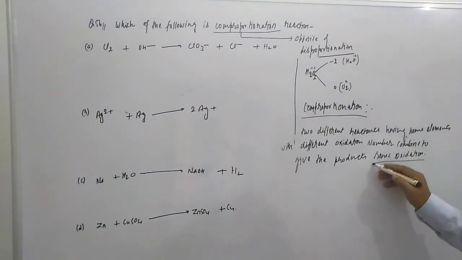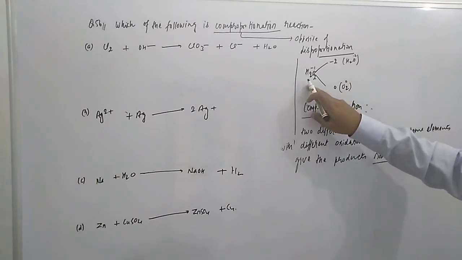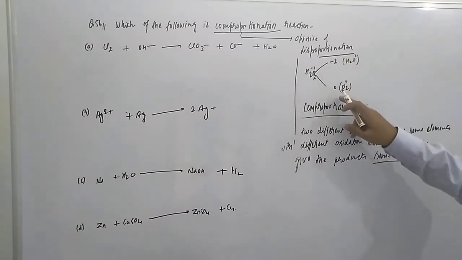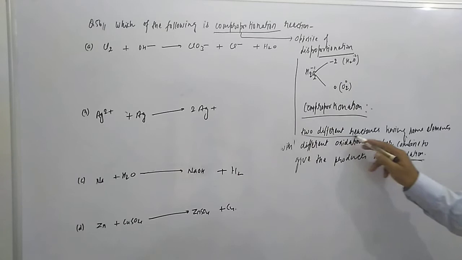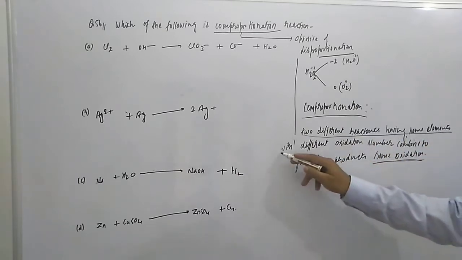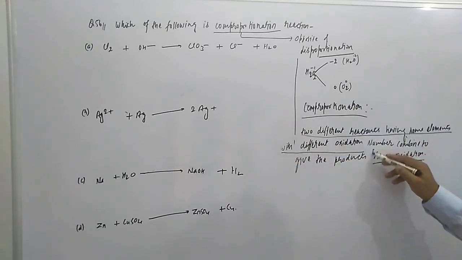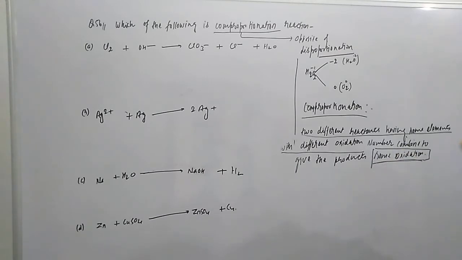So dear student, this is totally the reverse of the disproportionation reaction, where the same oxidation number is being formed. Here the same oxidation number is there, so this is giving two different ones, but here two different reactants having the same element with different oxidation numbers give the same oxidation number. So let us check it out, student.